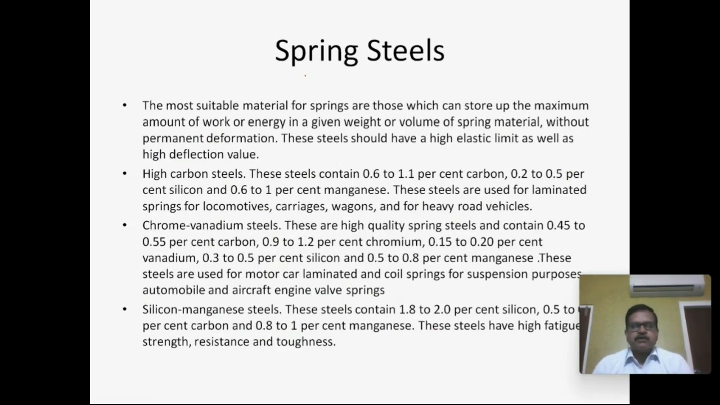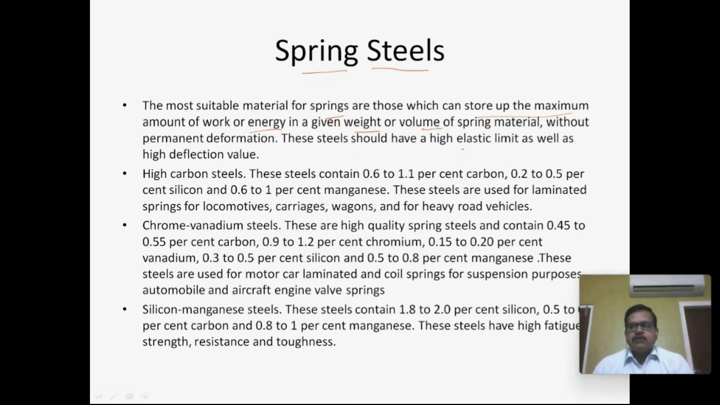Next, let us go for the material used for springs. In engineering parlance, the steels which are used to make springs are also known as spring steels, and based upon the composition, they may be called by different names. The most suitable materials for springs are those which can store maximum amount of energy in a given weight or volume of the spring material. For the given weight or volume, if the member can store maximum energy, that is the most suitable material for spring.